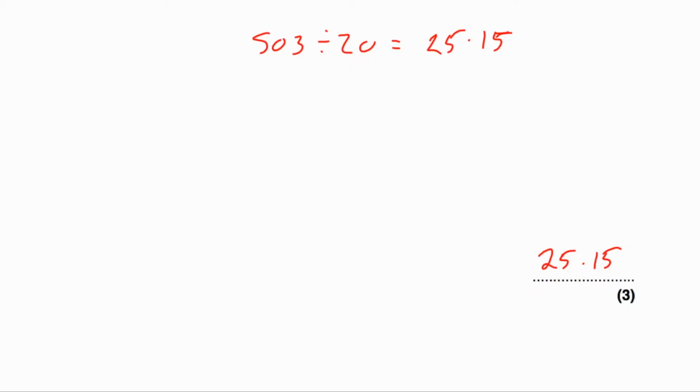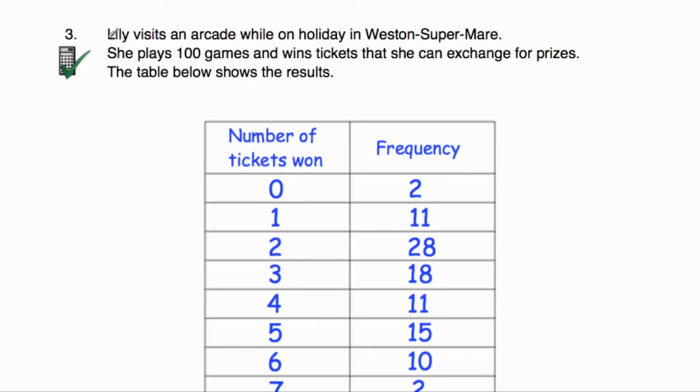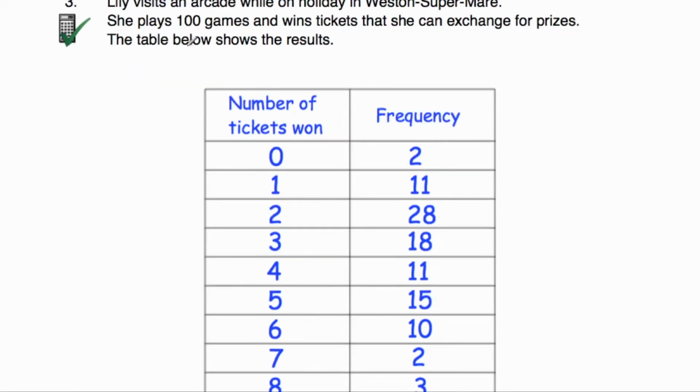Okay, let's have a look at our next question. Question number 3 says, Lily visits an arcade while on holiday in Weston-super-Mare, perhaps in the arcade at the end of the pier, and she plays 100 games and wins tickets that she can exchange for prizes. And the table below shows the results. So she plays 100 games. Sometimes she wins tickets, a lot of the time she does, and on some occasions she doesn't win any tickets.